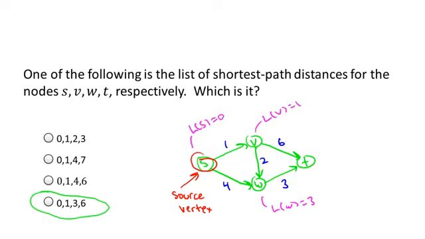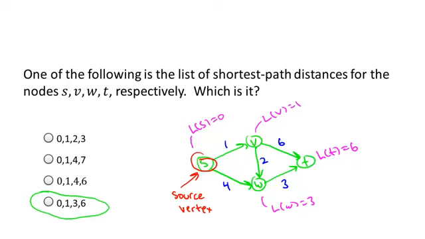And finally, for the vertex T, there's three different paths going from S to T. There's the two-hop path that goes through V. There's the two-hop path which goes through W. Both of those have path length 7. And then there's the three-hop path which goes through both V and W. And that actually has a path length of 1 plus 2 plus 3 equal to 6. So despite having the largest number of edges, the zigzag path is in fact the shortest path from S to T, and it has length 6.